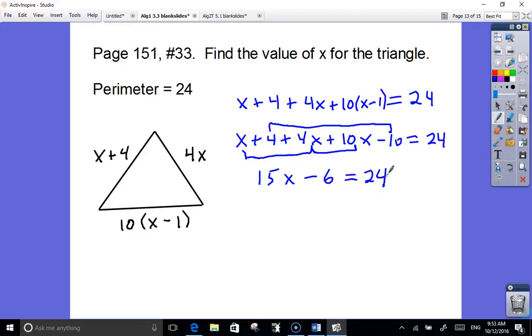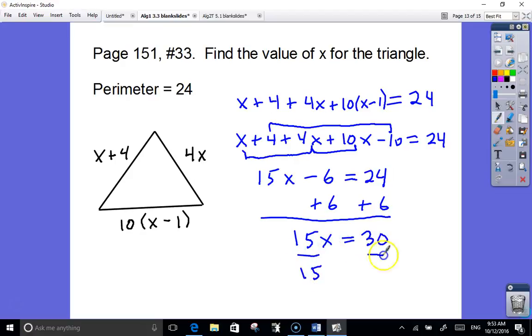Okay, now we have a two-step equation. What are the last 2 steps? Add 6. 15x equals 30. So divide by 15. x equals 2.